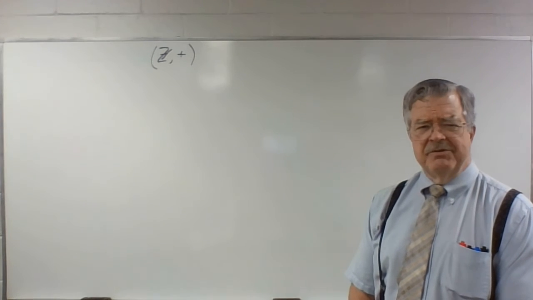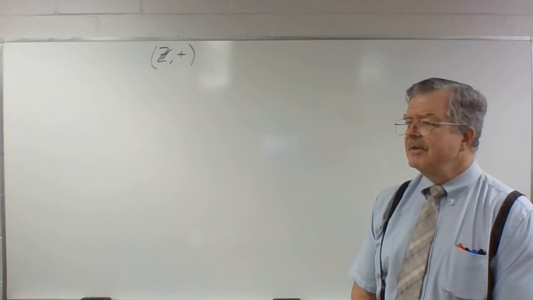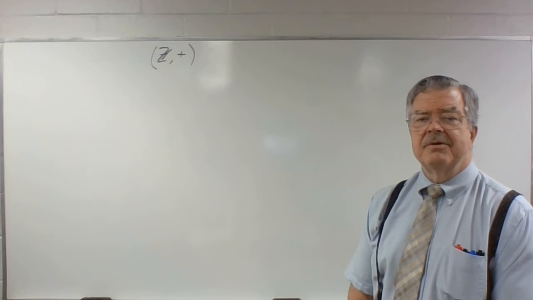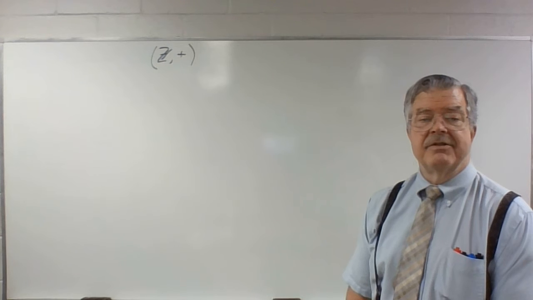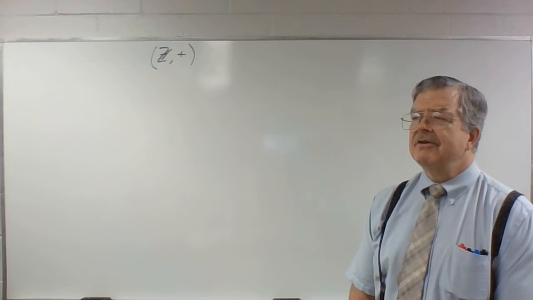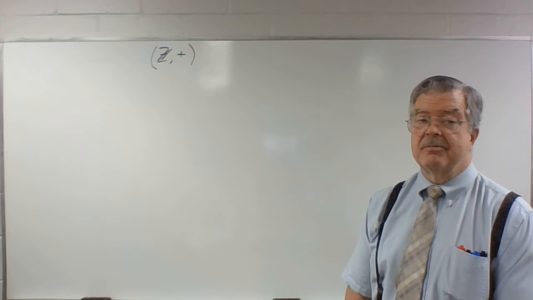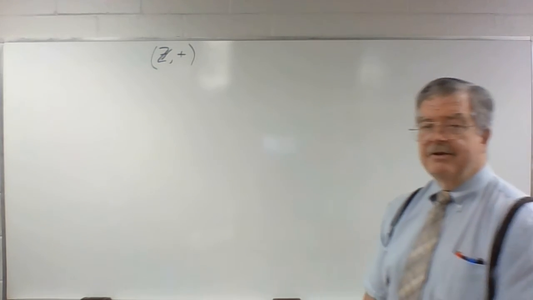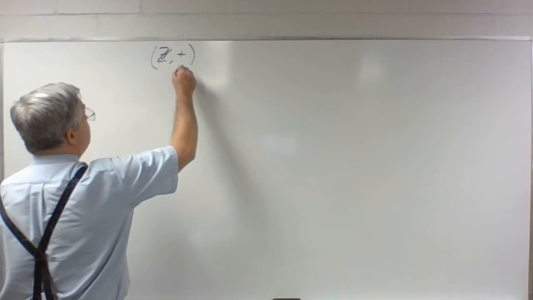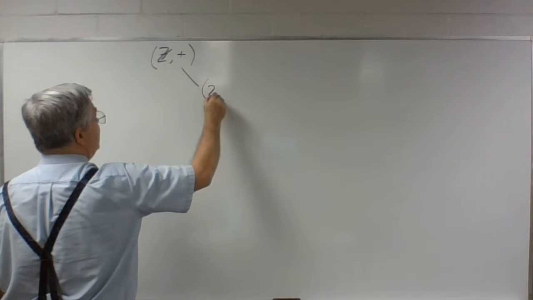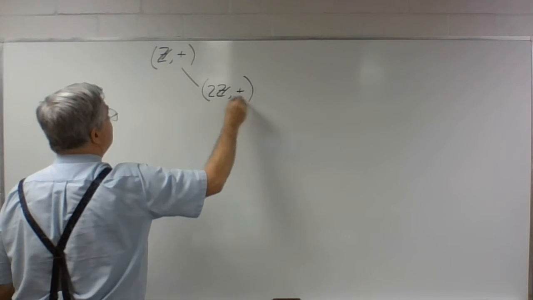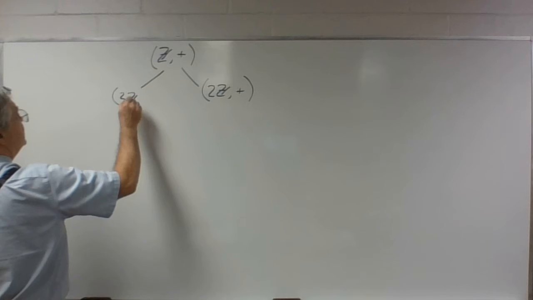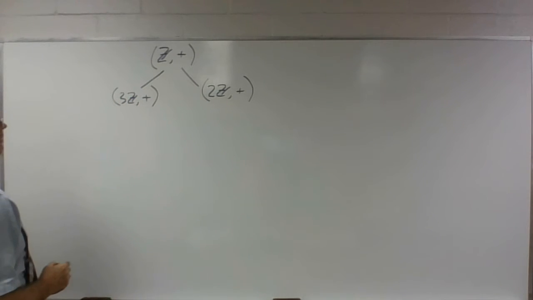And we noted that 2Z was a subgroup of the integers. 3Z is a subgroup of the integers. Neither of those two subgroups are subgroups of each other. 2Z is not a subgroup of 3Z, 3Z is not a subgroup of 2Z, but they are both directly subgroups of the integers. So here's what I'll do. I'll acknowledge 2Z over here, and over here I'll acknowledge 3Z as a subgroup.